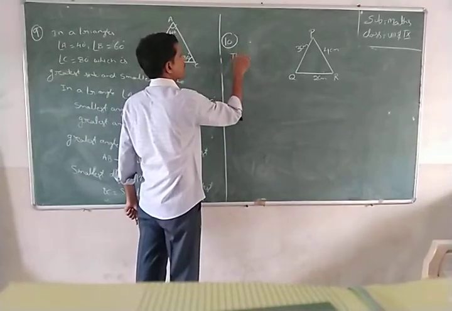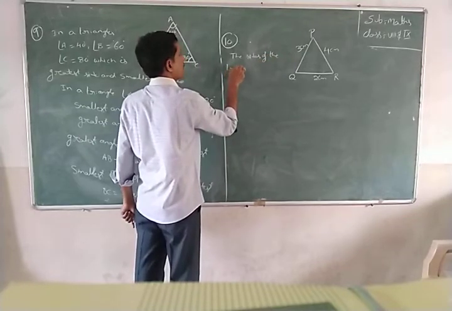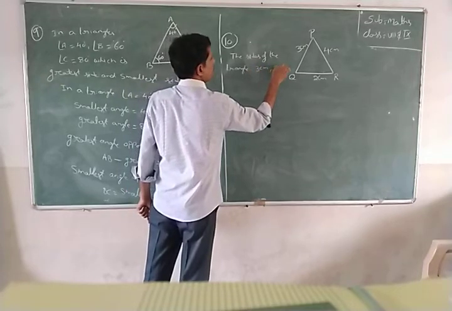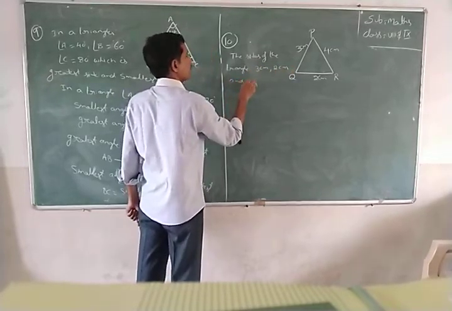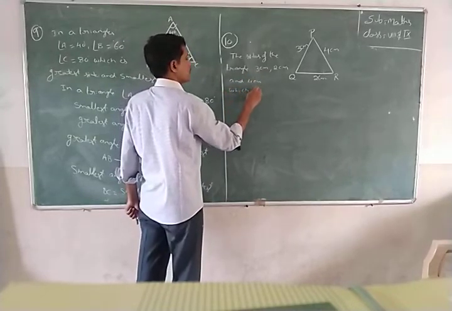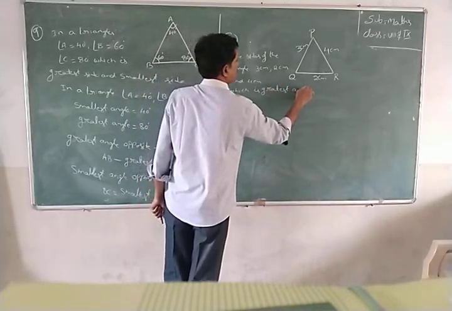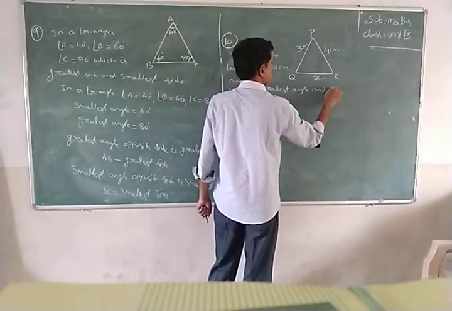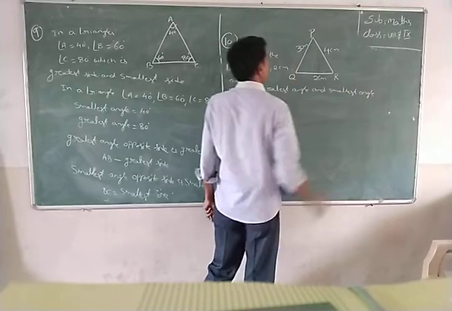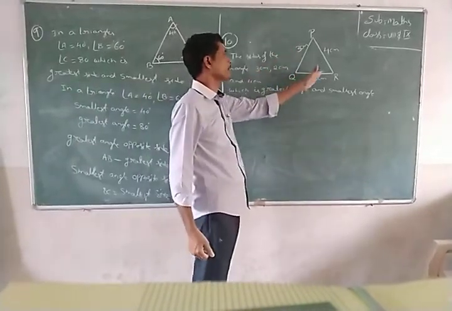Next, the sides of the triangle are 3 centimeters, 2 centimeters, and 4 centimeters. In that, which is the greatest angle and which is the smallest angle? The previous problem is based on this only. Therefore, here the sides are 3 centimeters, 2 centimeters, and 4 centimeters.